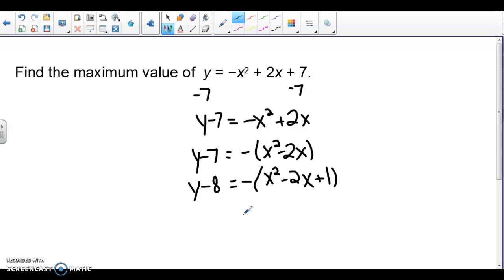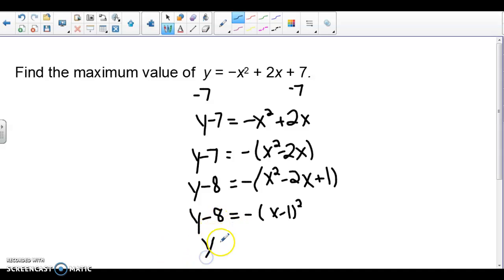But okay, so at this point we're all set. So what we need to do now is we need to factor the right-hand side. It's a perfect square trinomial, so we'll have x minus 1 squared. I've remembered to bring down the negative sign in front of the parentheses. I have y minus 8 over here. And now I'll add 8 to both sides.